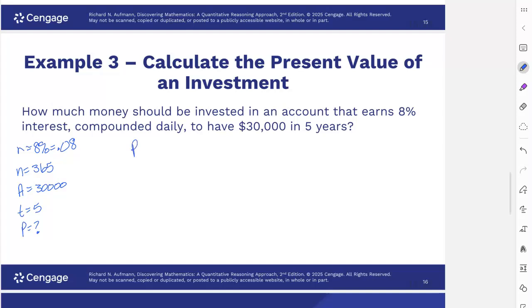So our formula was that future amount divided by 1 plus R over N to the NT. So we've got 30,000 divided by 1 plus 0.08 divided by 365 to the 365 times 5. And I'm just going to type that in the calculator. I could do that in Desmos. I'm going to simplify that exponent first.